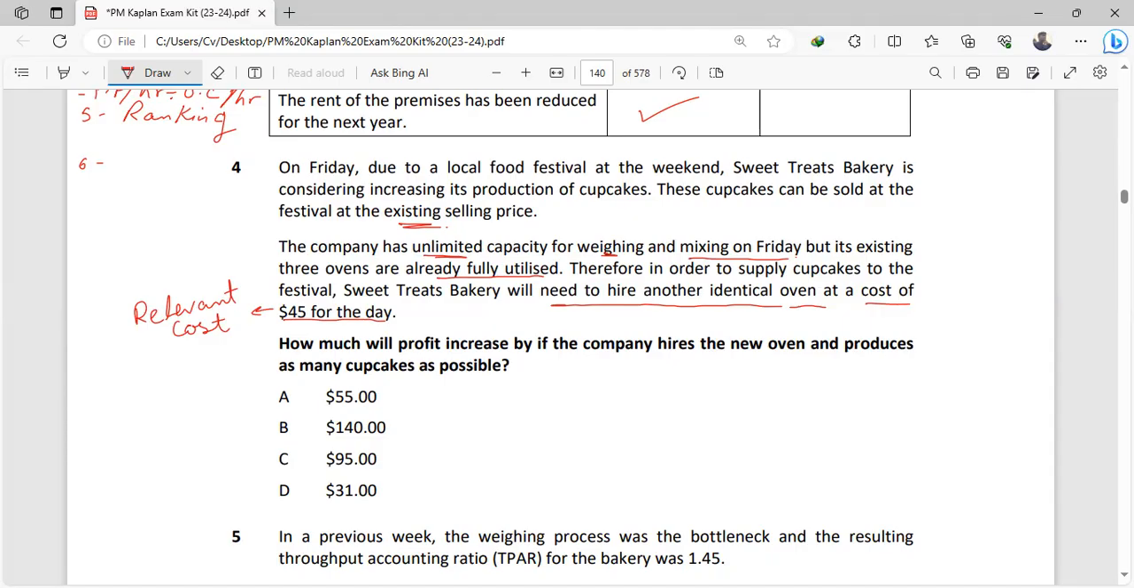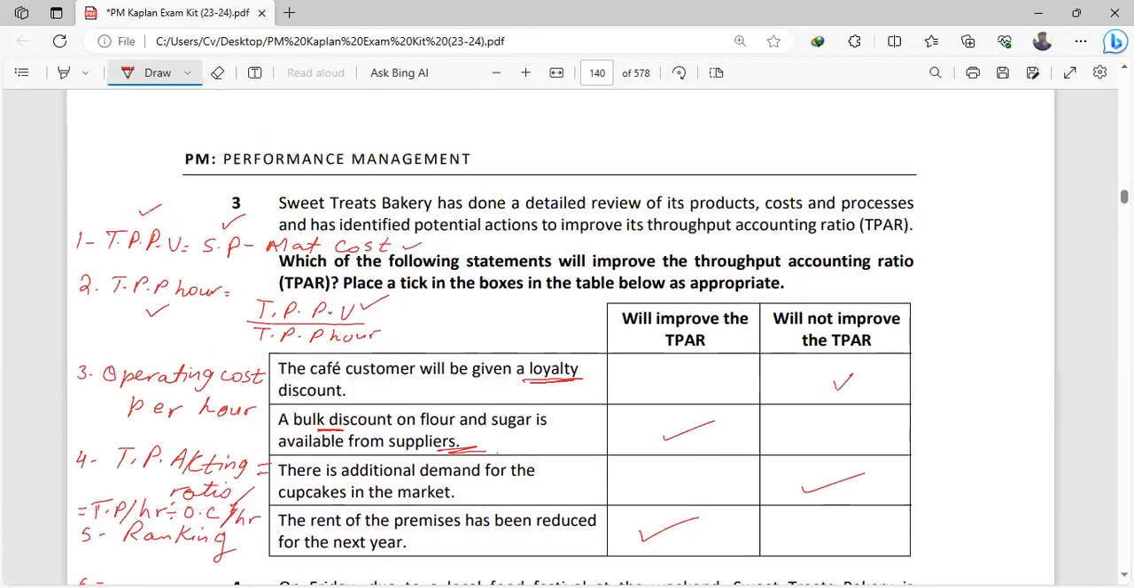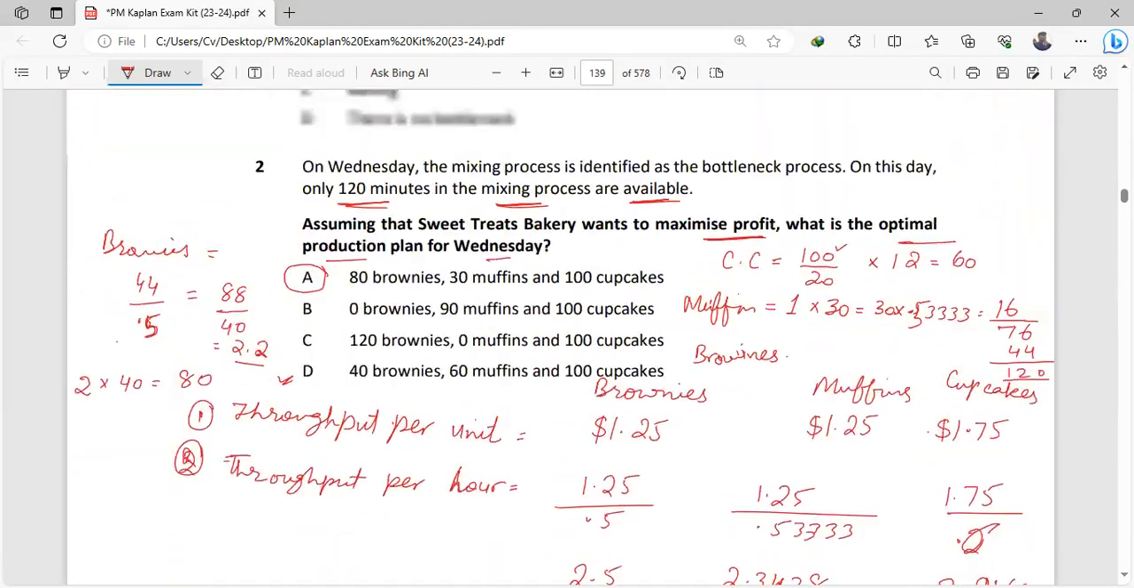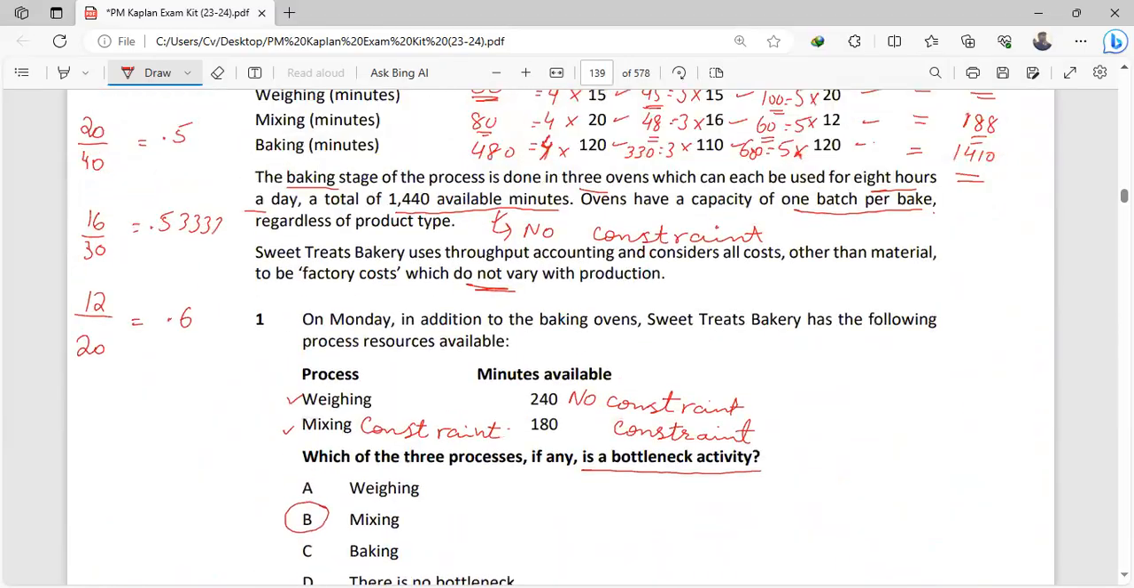Now, what is the maximum additional capacity? Maximum additional capacity for weighing and mixing is unlimited. But what is the maximum capacity of an oven? I think here he says that we can use an oven maximum for 8 hours. You can see that the ovens can each be used for 8 hours a day. So maximum you can use an oven for 8 hours.